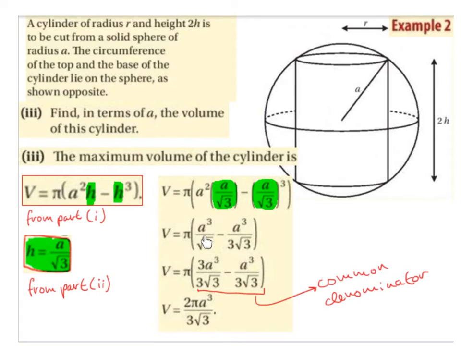And root 3 divides into 3 root 3 and leaves us with 3, so that's where the 3 comes from. And 3 root 3 divides into root 3 once, so we're just left with a cubed on the top. And then subtracting and multiplying in the pi, we get the volume equal to 2 pi a cubed all over 3 root 3.